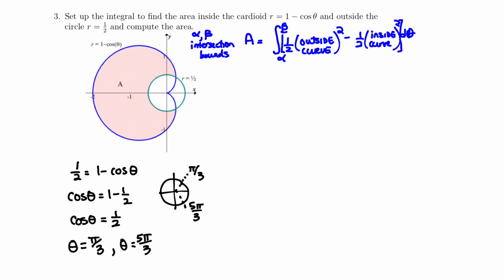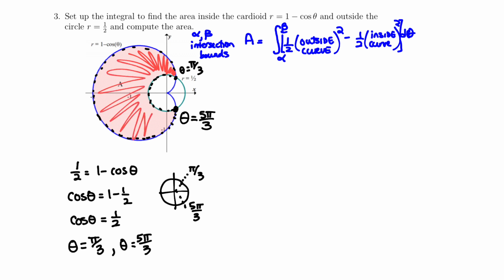And so that means as I'm tracing my curve, the first place they hit is here at pi over 3. And then as I'm tracing my curve all the way around, and my circle all the way around, they connect again at theta equals 5 pi over 3. Now there's also symmetry that we could use if we wanted to, but if you find the bounds, you can always use those bounds. So when you set up your area, you should be going from pi over 3 to 5 pi over 3.